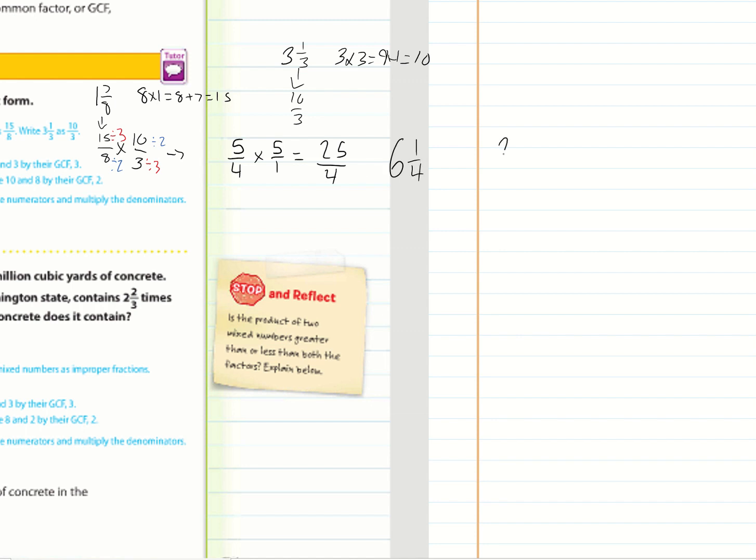And I'll show my work right here. So 25 divided by 4. 4 goes into 25 6 times. Then we get remainder 1. So we have 6 as our whole number. Our numerator is going to be our remainder. And our denominator stays the same.